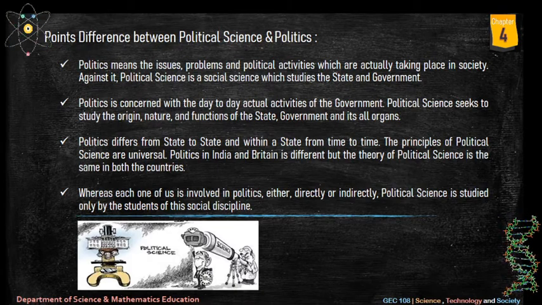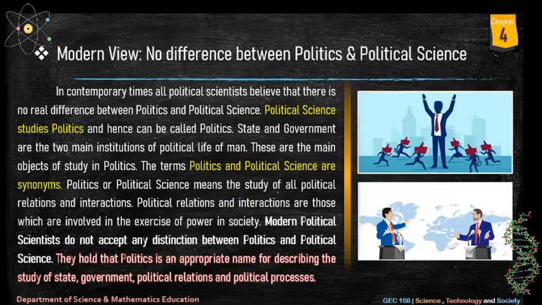Whereas each one of us is involved in politics, either directly or indirectly, political science is studied only by the students of this social discipline. Modern view. No difference between politics and political science. In contemporary times, all political scientists believe that there is no real difference between politics and political science. Political science studies politics and hence can be called politics.